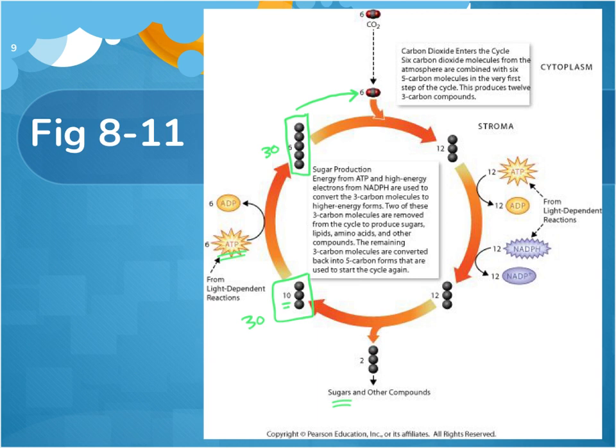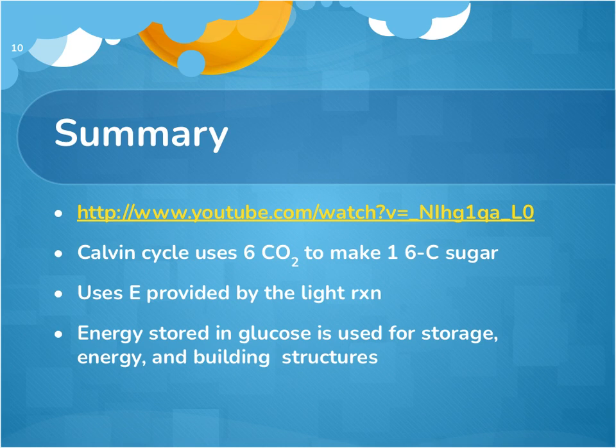The name of this entire process is the Calvin cycle, and it uses 6 carbon dioxide molecules to make 1 6-carbon sugar. It uses energy that's provided by the light reaction. Remember, the molecules that came from the light reaction are ATP and NADPH. And then the energy that is stored in the sugar that we made, the sugar that you make first, typically in plants, is glucose, is used for storage, for energy, and for building structures within the plant.